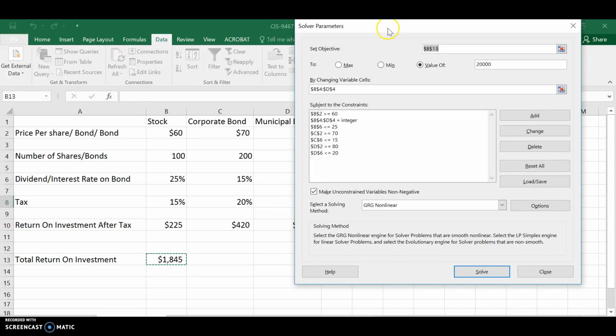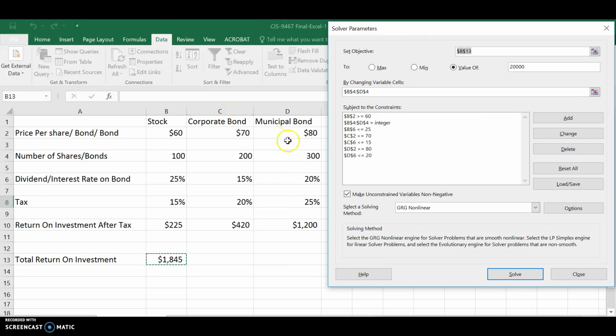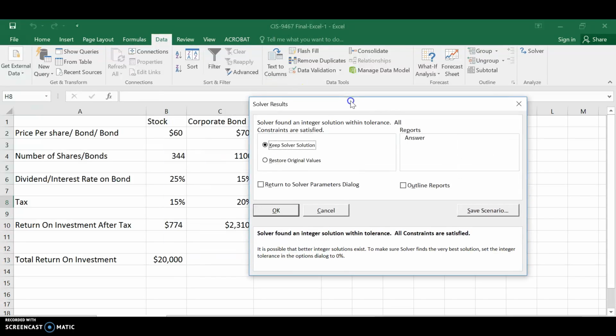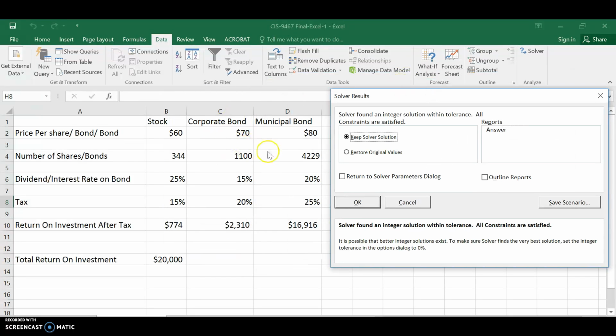Now let's see if we can reach the $20,000 goal and see how many shares we need in order to do that. So if we click on Solve, as you see, we got the $20,000 here, and this is the number of shares and bonds I need in order to reach $20,000. So you can imagine if I was doing this manually and calculating all of these things, it would have been very difficult to reach the right combination to get $20,000. So Excel Solver makes our life a lot easier.